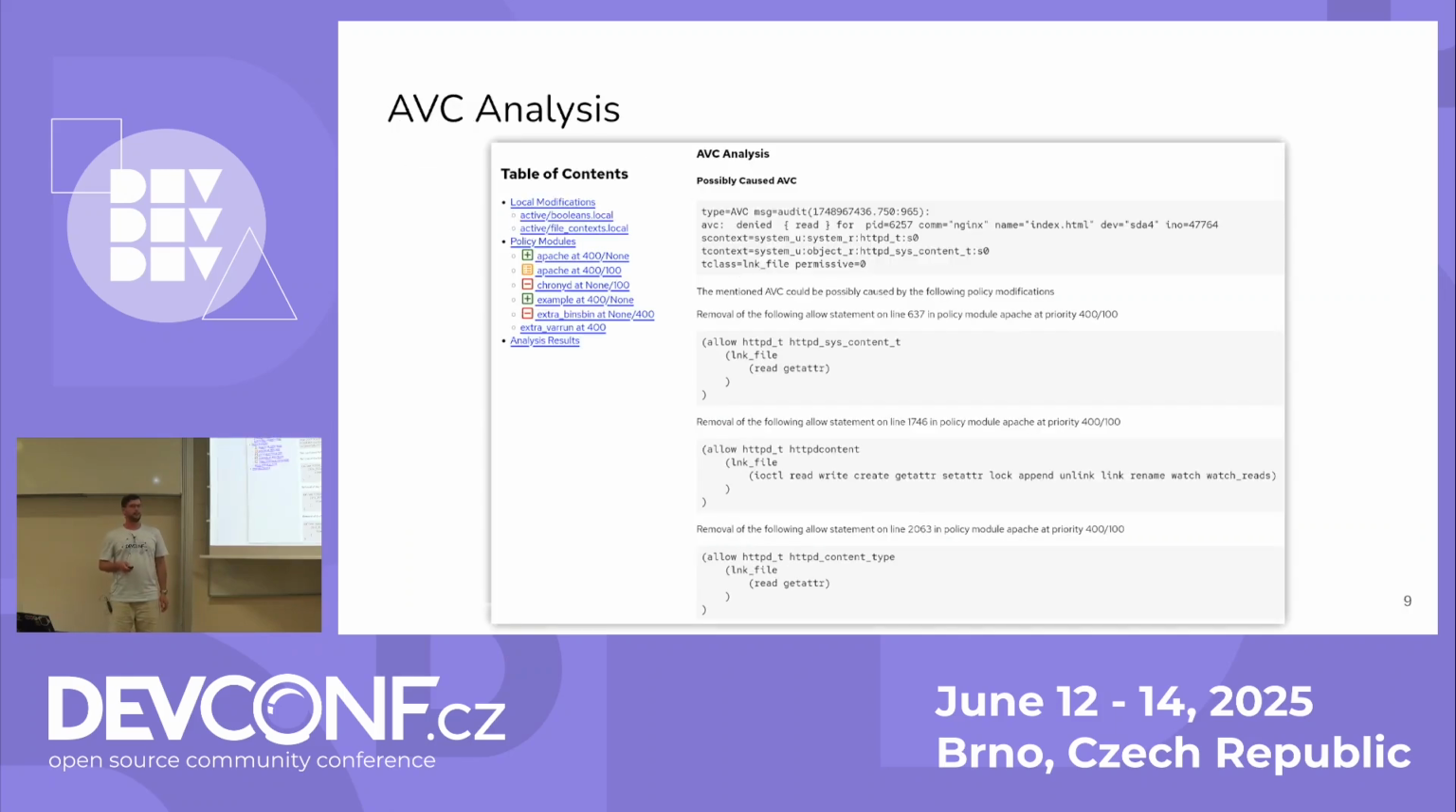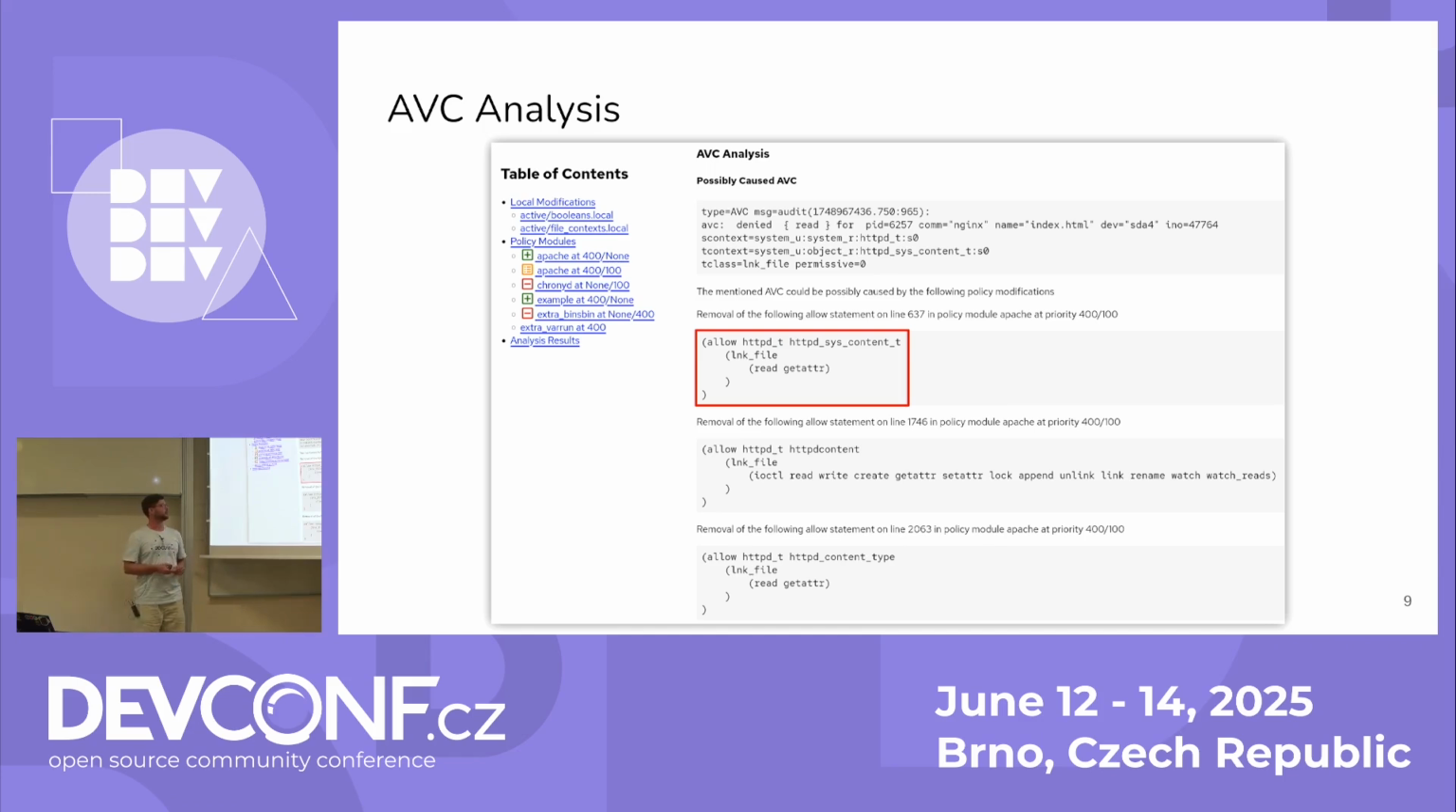Lastly, there are results from the AVC analysis. Here you can see an AVC denial for the Nginx HTTPD server that's trying to access the index.html default page when I was accessing port 80. And here we can see that the read operation got denied. And whimsE found three possible causes of this denial.